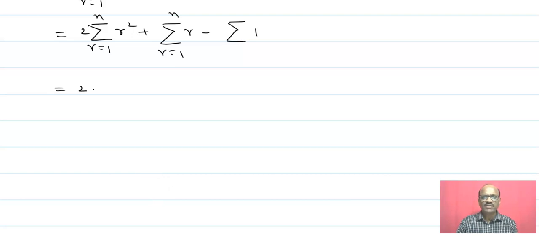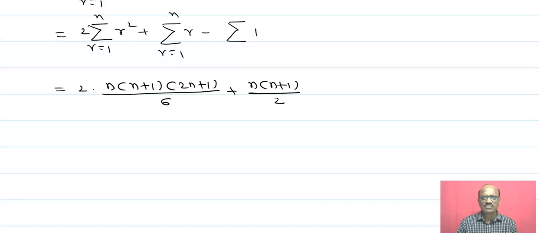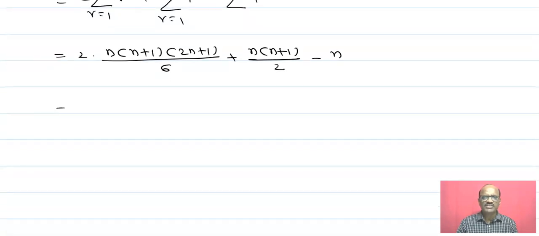Now we will substitute the value of r. That is n into n plus 1 in bracket 2n plus 1 upon 6 plus n into n plus 1 upon 2 minus n. Now the simplification. This simplification is different from the textbook.